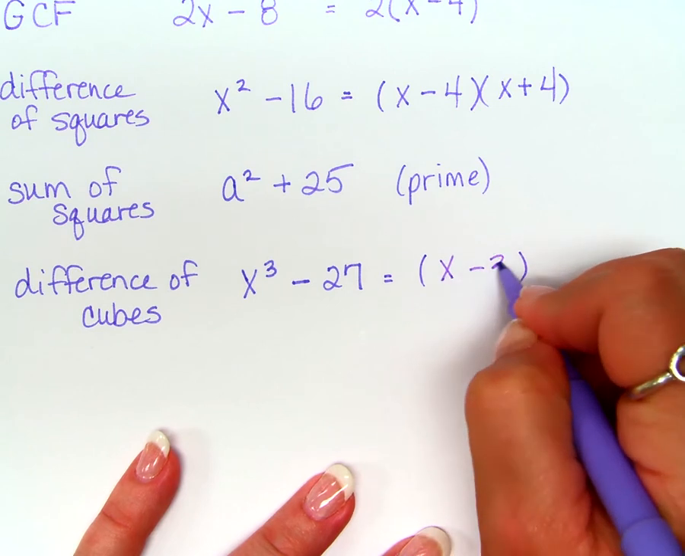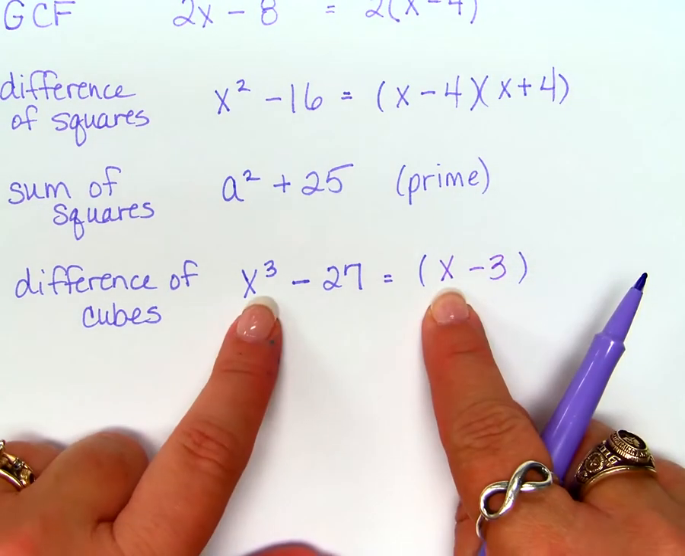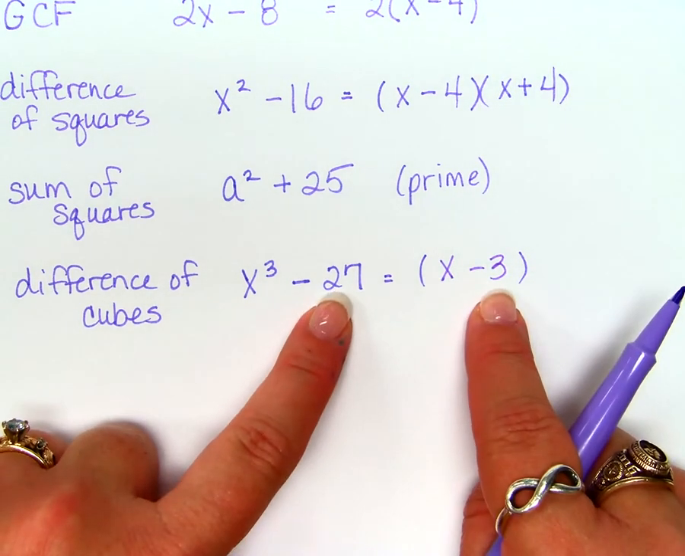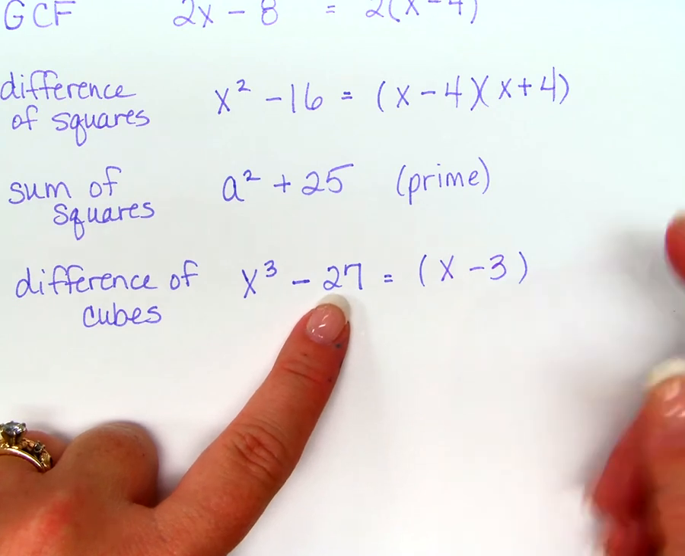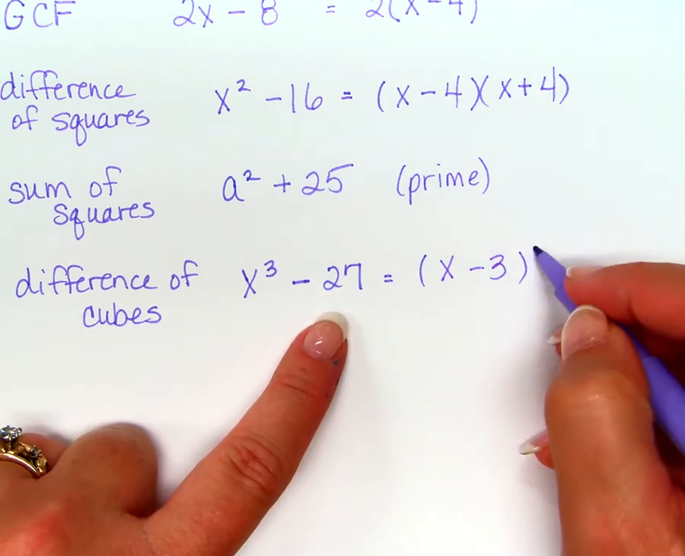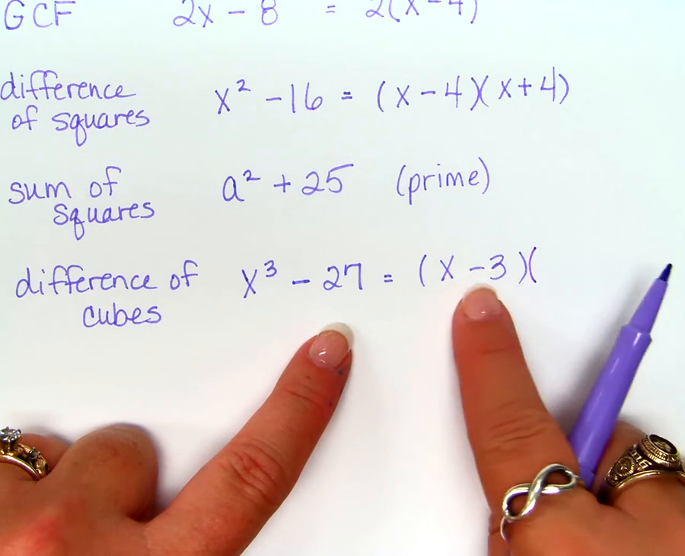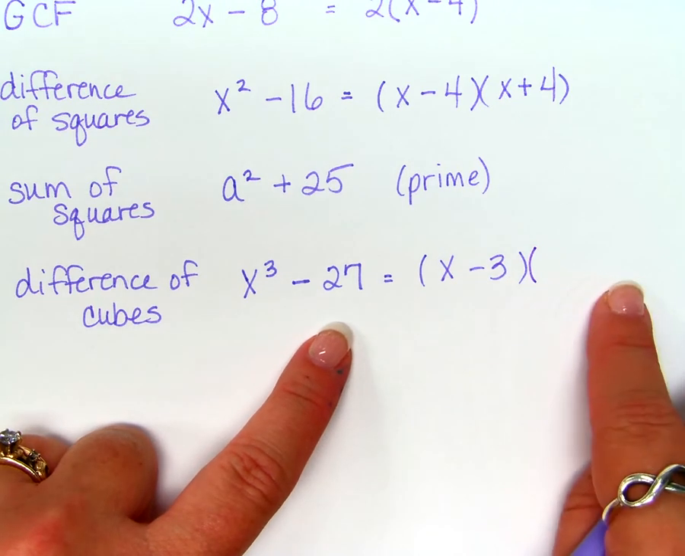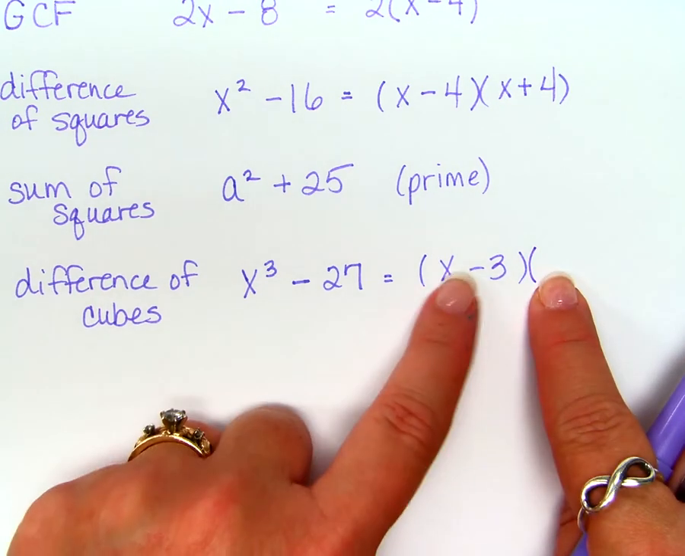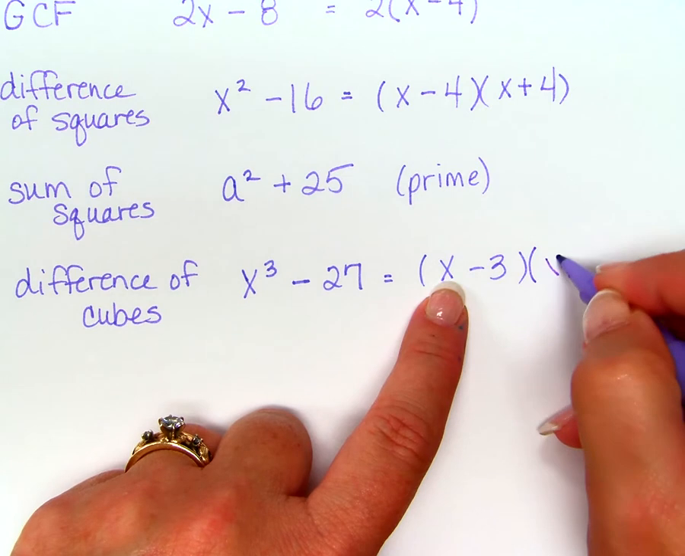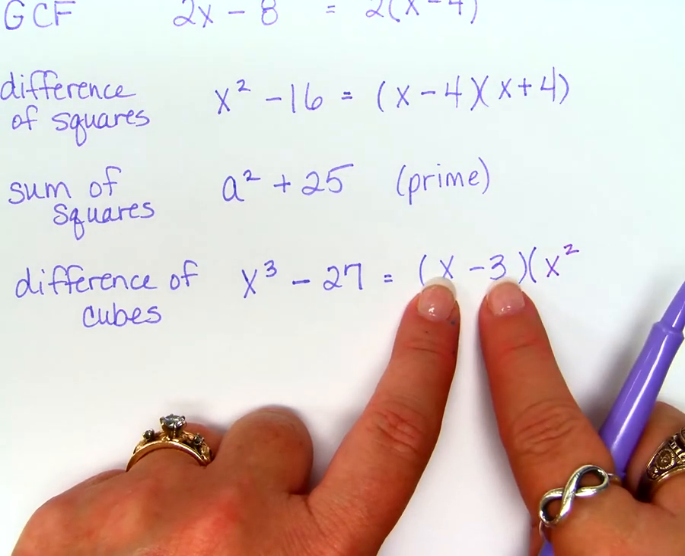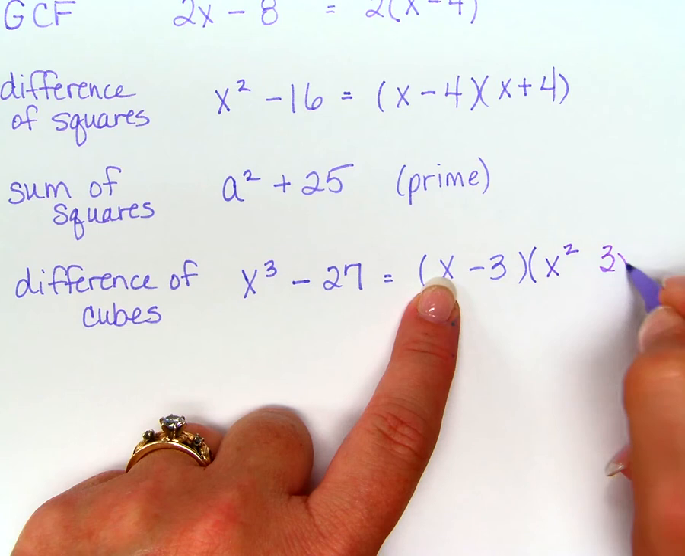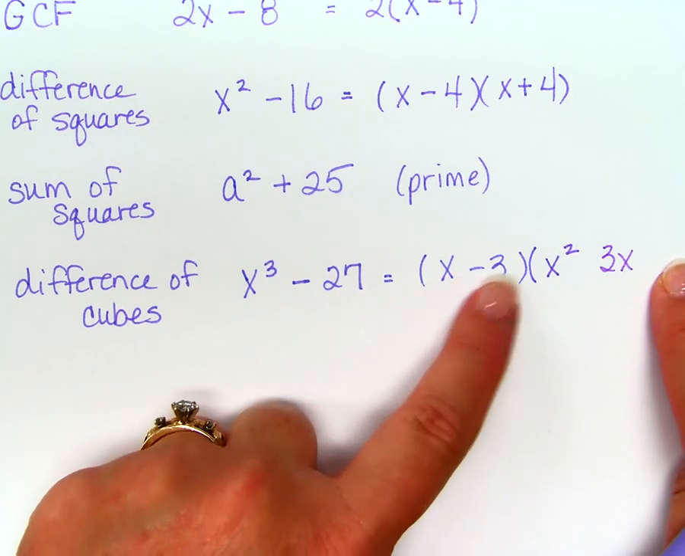X minus 3 is the first one because it's the cube root of this and the cube root of this, right? It is. You're right. So this one's a binomial. What's this one? Trinomial. The first term is this one squared. The second term is this times this. And the third term in the trinomial is this one squared.